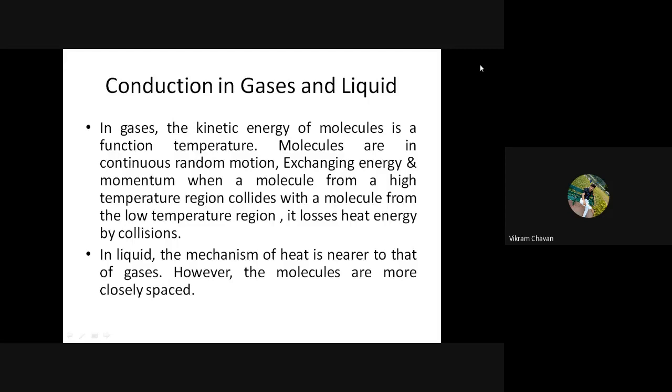Okay, and while colliding, they are in physical contact, so this heat transfer phenomenon will be considered a conduction phenomenon.